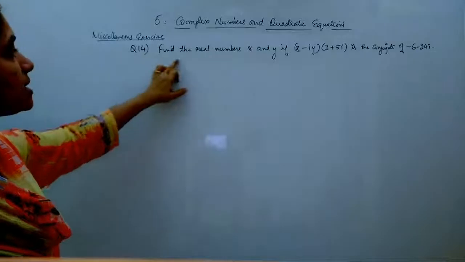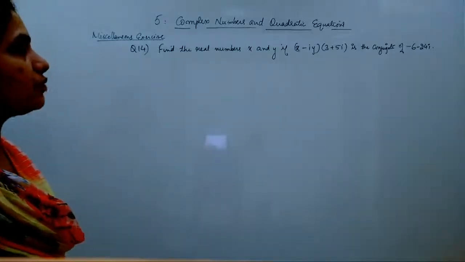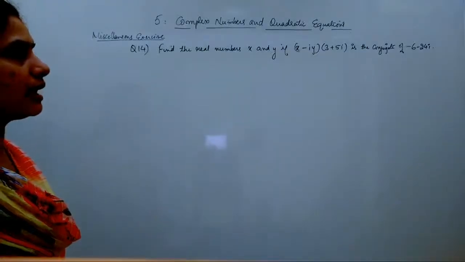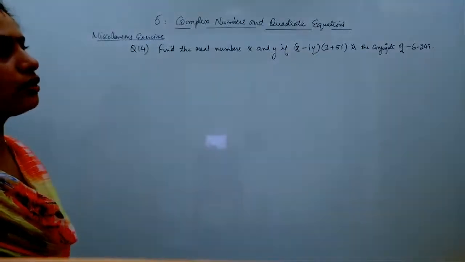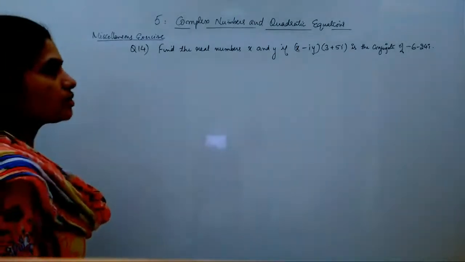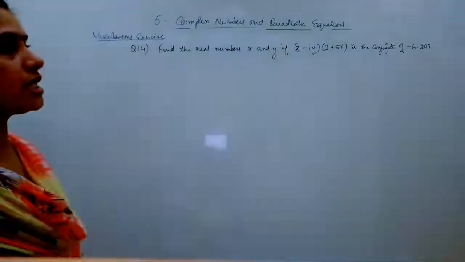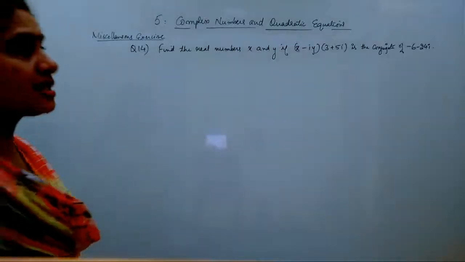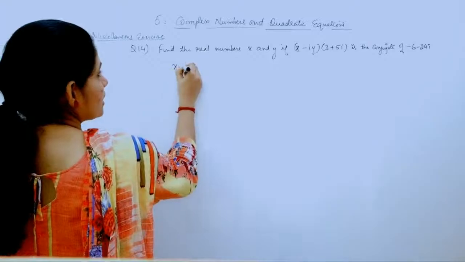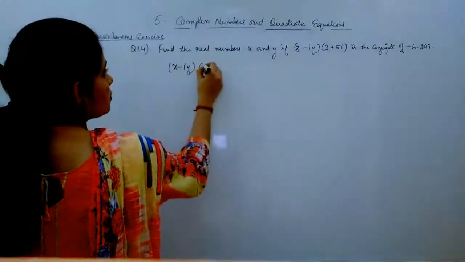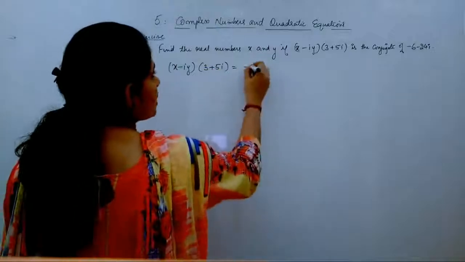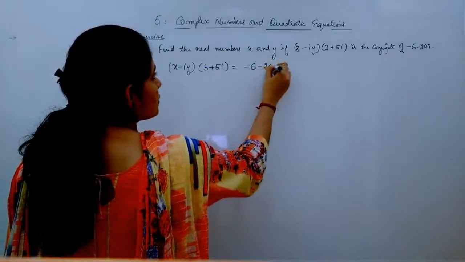Question number 14 is, find the real numbers x and y if x minus iy into 3 plus 5i is the conjugate of minus 6 minus 24i. Now what do you mean by conjugate of a complex number? You have to change the imaginary part's sign. That means, according to the question, x minus iy into 3 plus 5i is equal to the conjugate of minus 6 minus 24i.